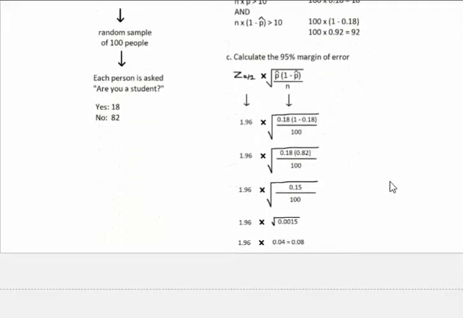We subtract inside the parentheses. 1 minus 0.18 is 0.82. 0.18 times 0.82 is 0.15. 0.15 divided by 100 is 0.0015. And then 1.96 times the square root of this is 0.08. So that's 0.08 is the 95% margin of error.